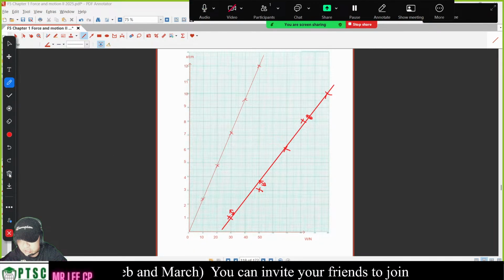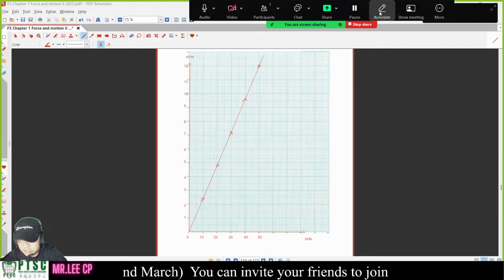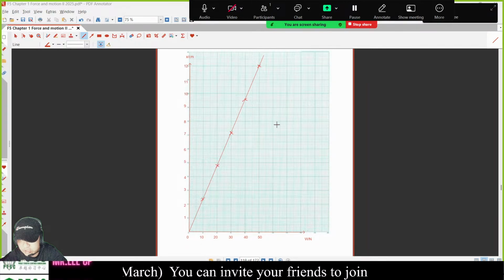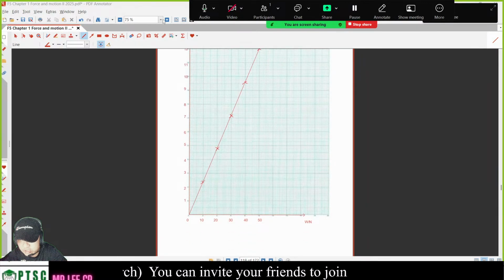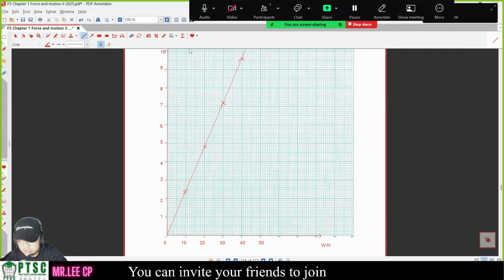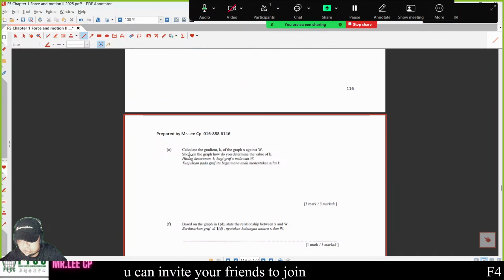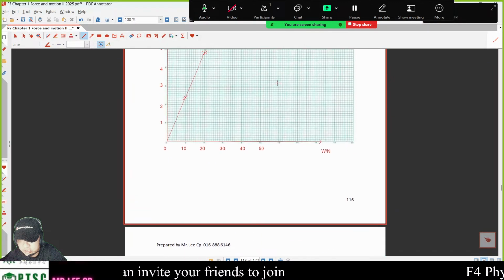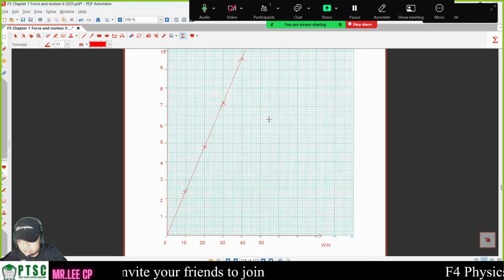Do you get what I mean? I hope you understand. So this is what we have. After that, they will surely ask you to find the gradient of the graph. So I am going to find the gradient of the graph here.